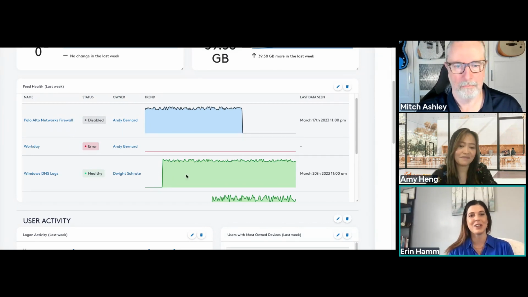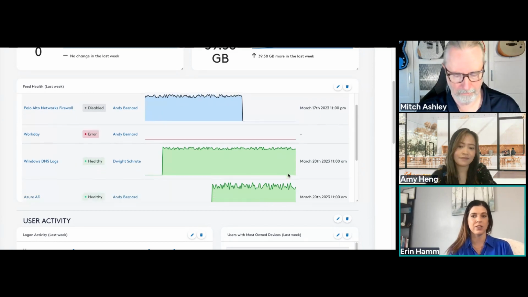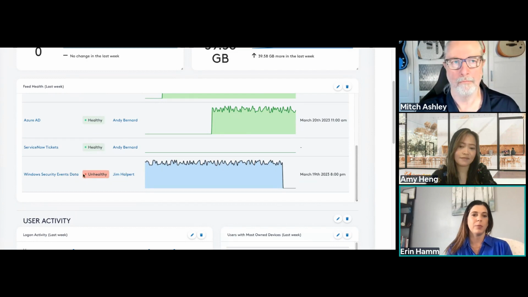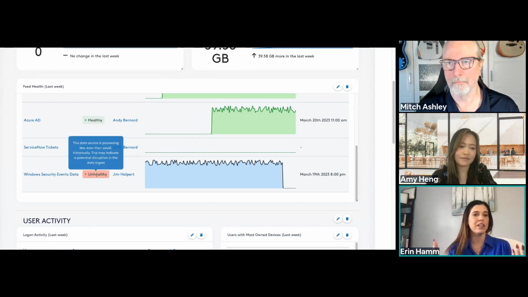And then we can see what's the trending of that over time. When was the data last seen? So you can see we disabled the Palo Alto firewall, and it was last seen on March 17th. But we're seeing data for the DNS logs all the way through to the 20th. And then we have here as well, if something is in an unhealthy state, we also provide context. Every time you hover over one of these icons, you're going to get details of what it actually means.